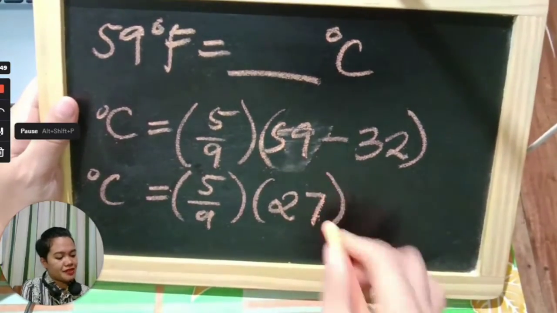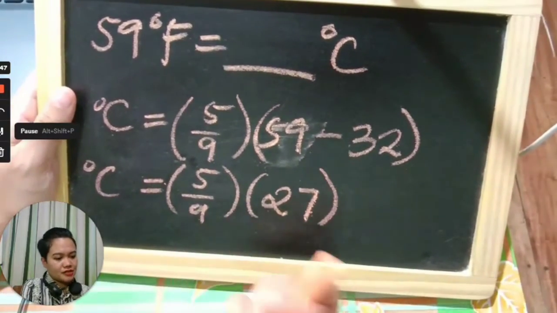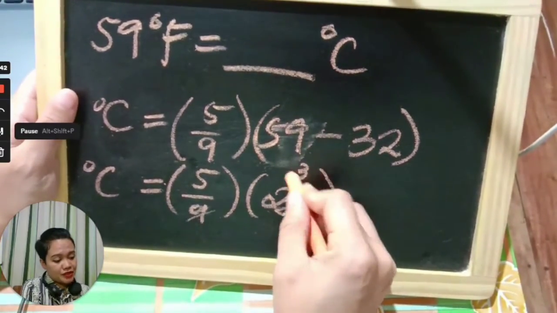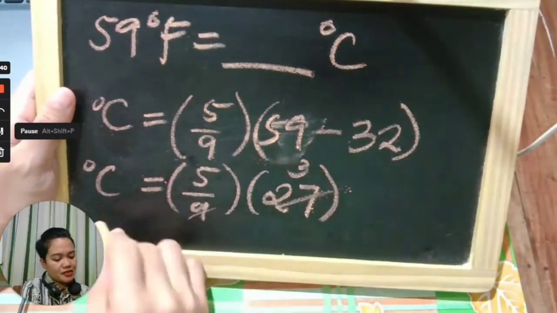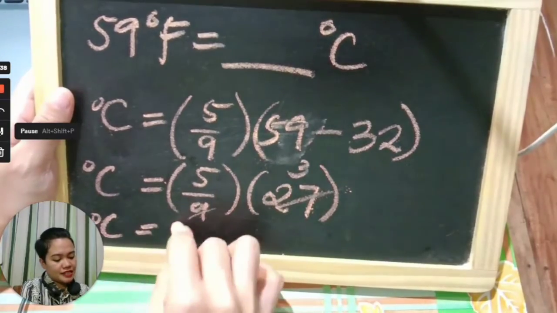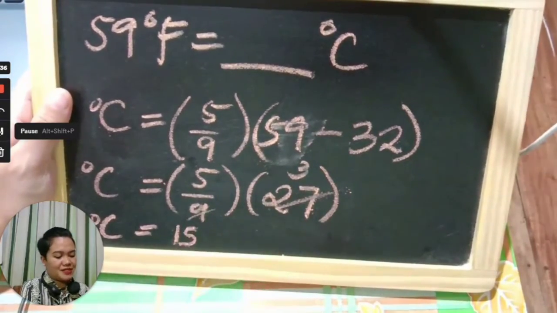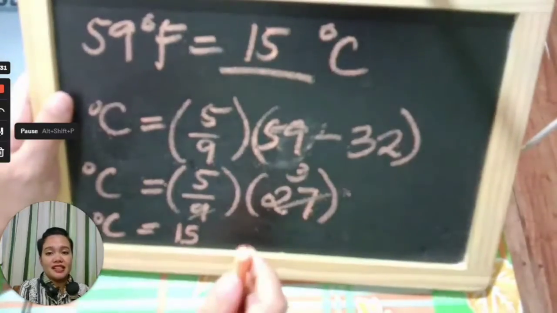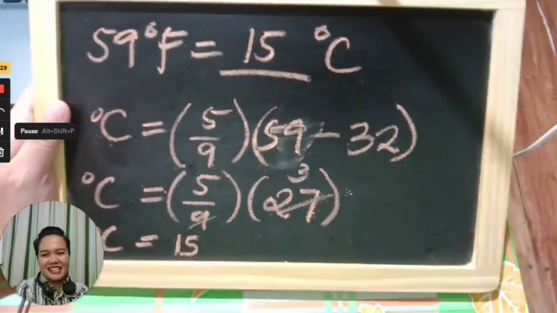So that is 27. And we can actually cancel 9 and 27. That will give you 3. And 5 times 3 is 15. Okay, so that means 59 degrees Fahrenheit is 15 degrees Celsius.